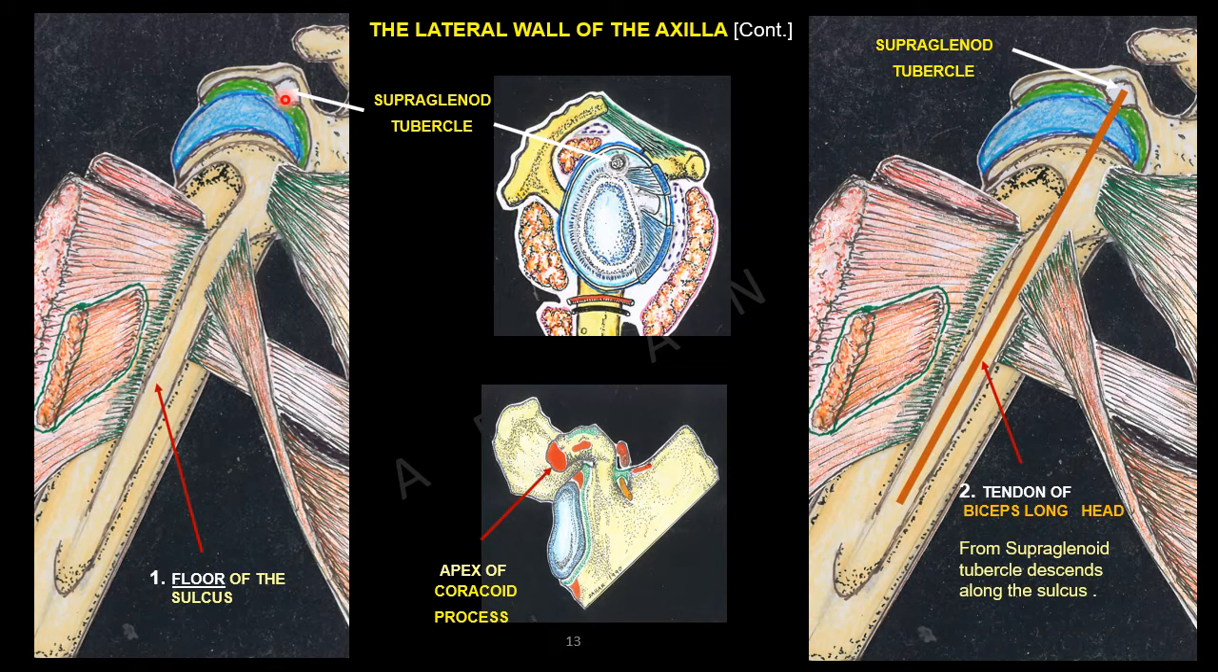This is the supraglenoid tubercle. If you see this diagram, the floor of the intertubercular sulcus is occupied by the long head of biceps tendon, which arises from the supraglenoid tubercle. So the long head of biceps tendon is between the anterior and posterior wall, coming down along the floor of the intertubercular sulcus.